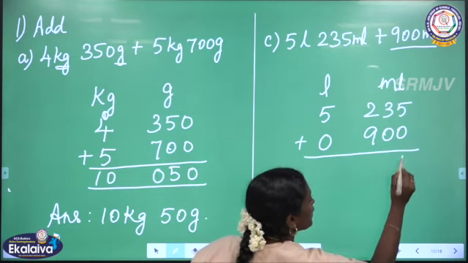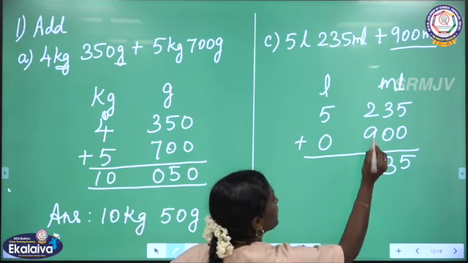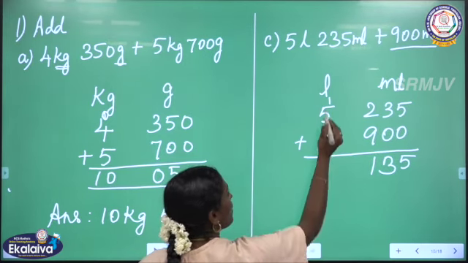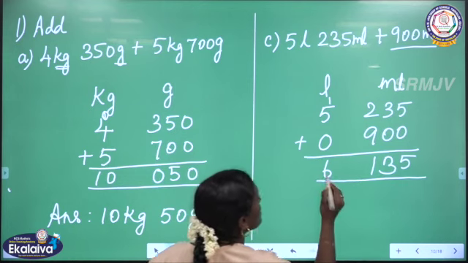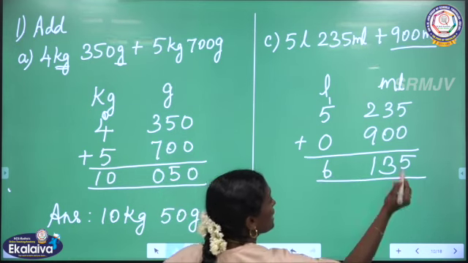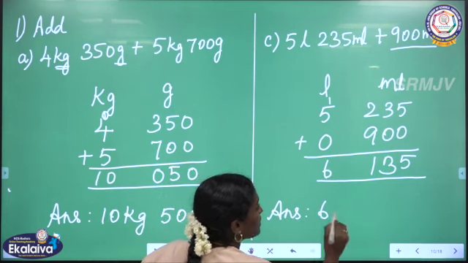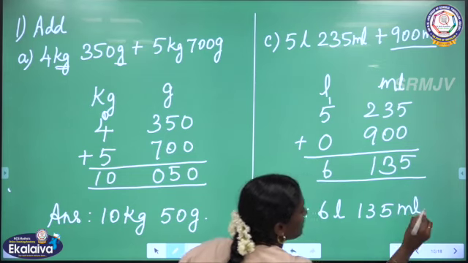Here 5 plus 0, 5. 3 plus 0, 3. 2 plus 9, 11. 1 here, 1 carry over to the next place. 1 plus 5, 6. 6 plus 0, 6. So the answer is 6 liter, 135 milliliter.